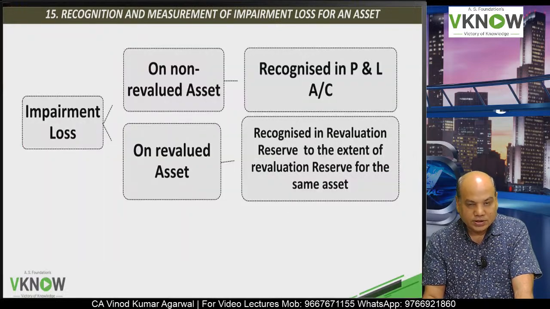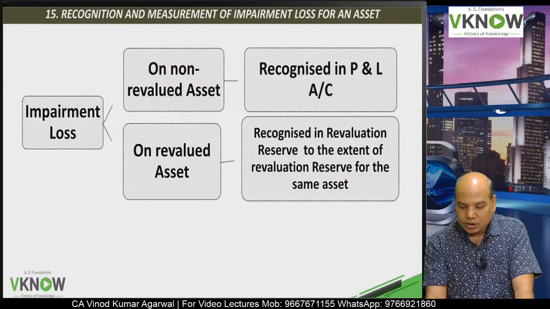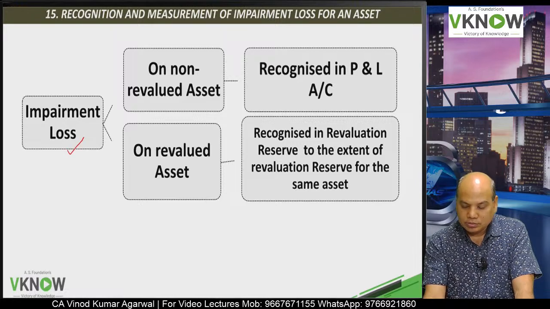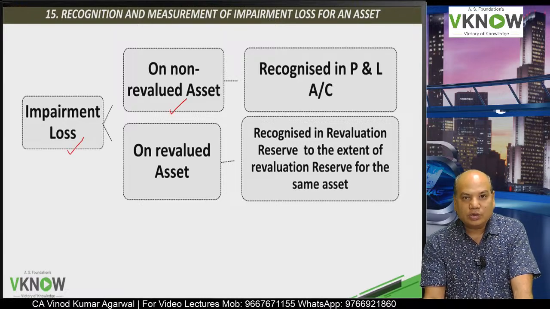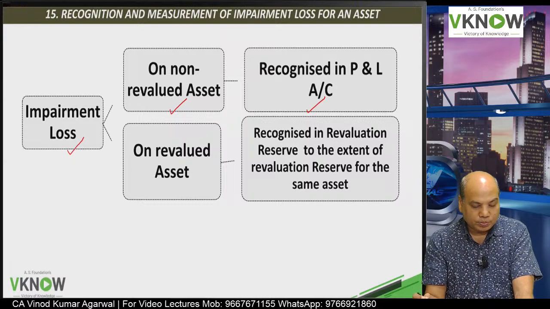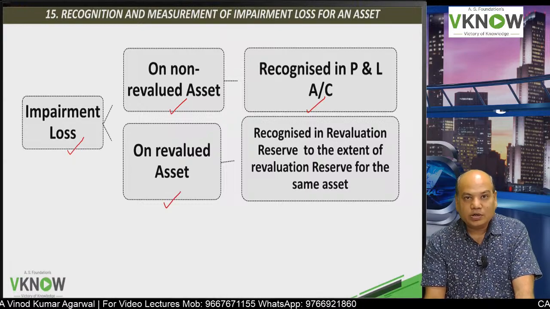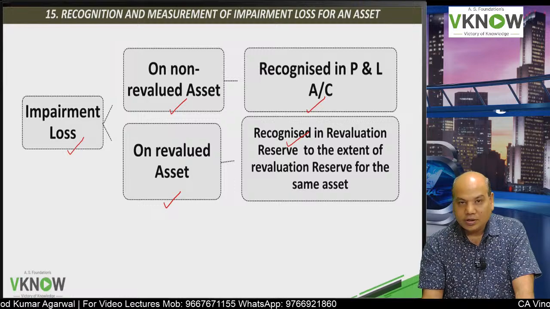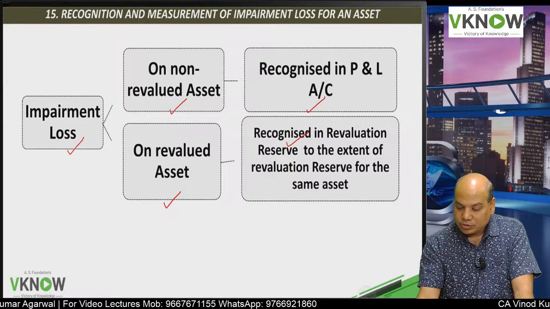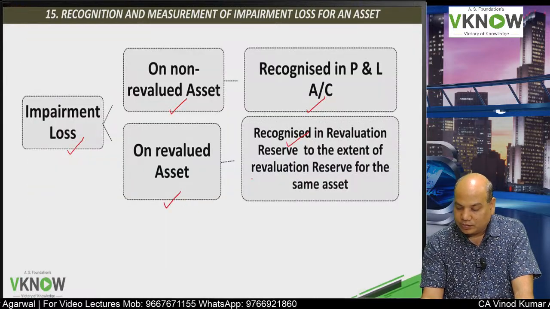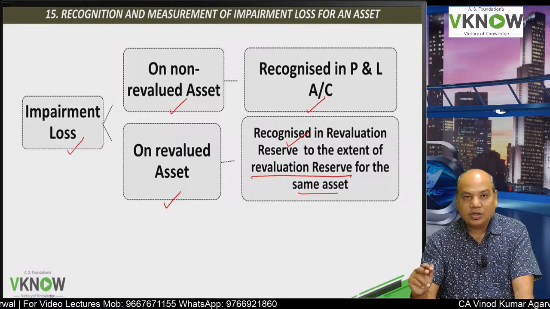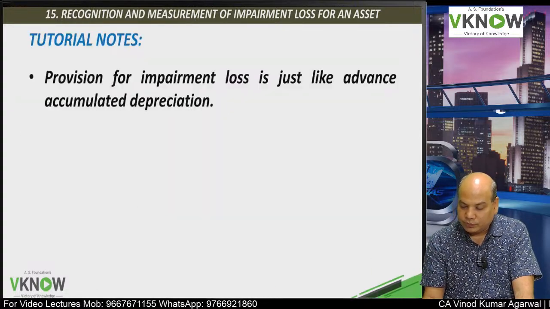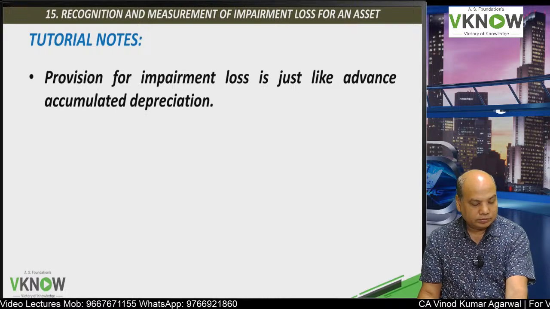So I have made a quick summary of this. In case of impairment loss, if it is a non-revalued asset, transfer to P&L account. If it is a revalued asset, first recognize in revaluation reserve to the extent of revaluation reserve balance, and any excess will be transferred to profit and loss account.